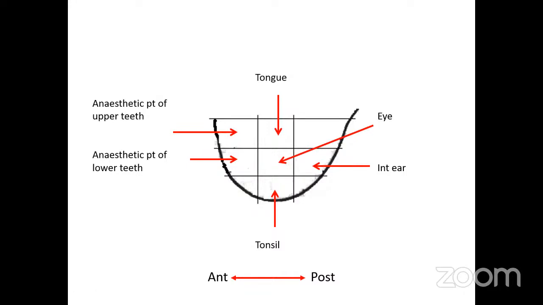Little discrepancy in the book that you are going to read. It says the lower half of this top area is for the lower teeth and the upper half is for the upper teeth. But we were taught that this part is the lower teeth and this is the upper teeth. So different books may give slightly different descriptions, but they are adjacent areas, so it makes no difference. And the posterior most part is the internal ear.